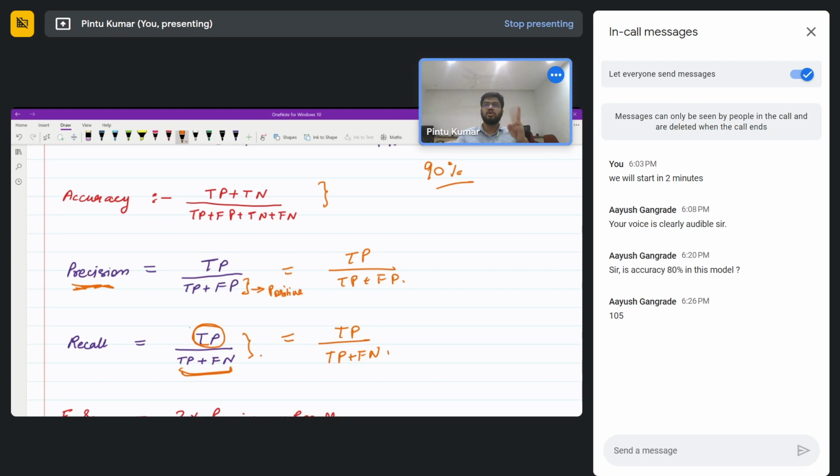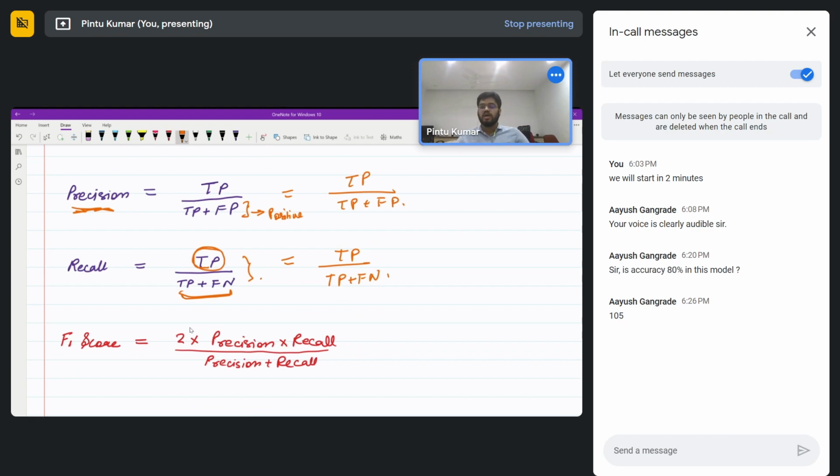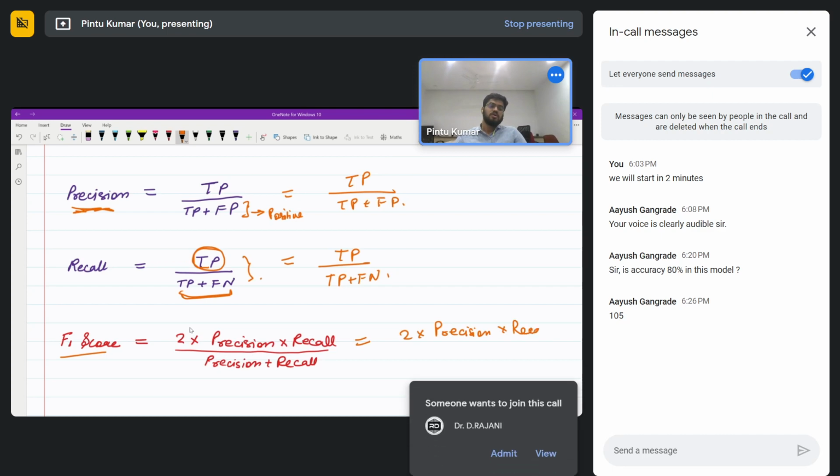Now these are two measures, and we want to combine them. To combine them, we take their harmonic mean and obtain the formula of F1 score, which is given by 2 times precision into recall divided by precision plus recall.